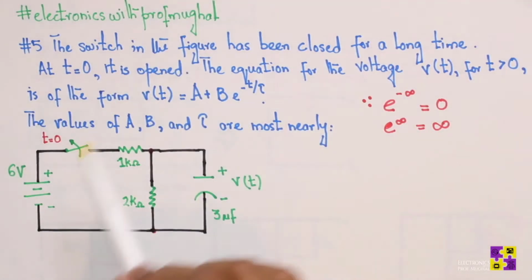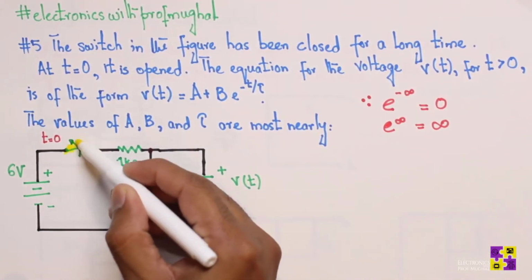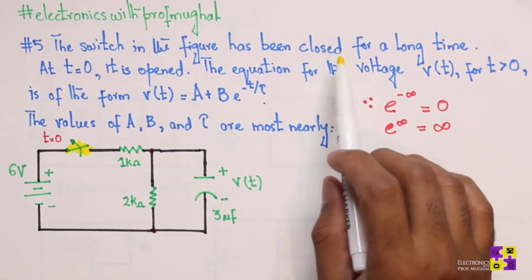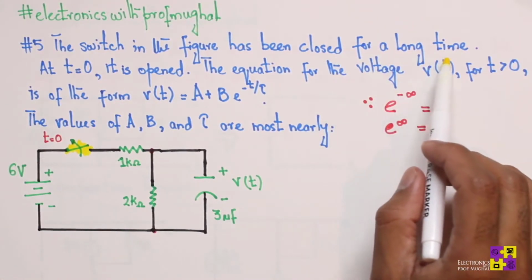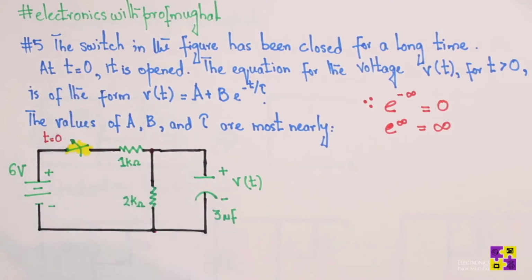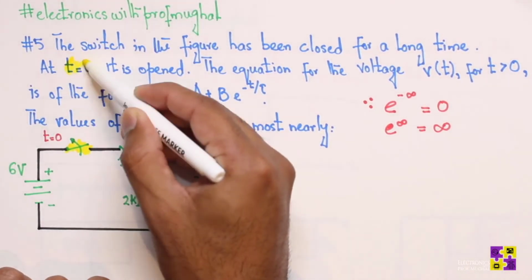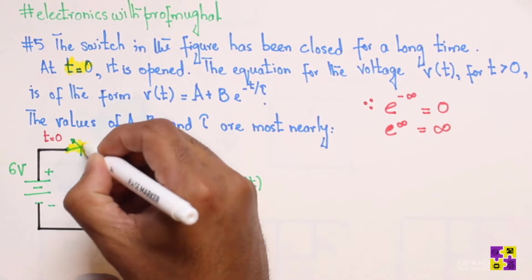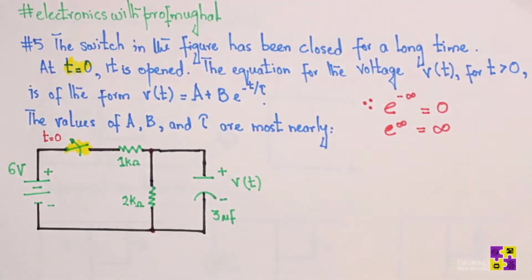The switch in the figure, which is right here, has been closed for a long time. At t equals 0, it goes open.